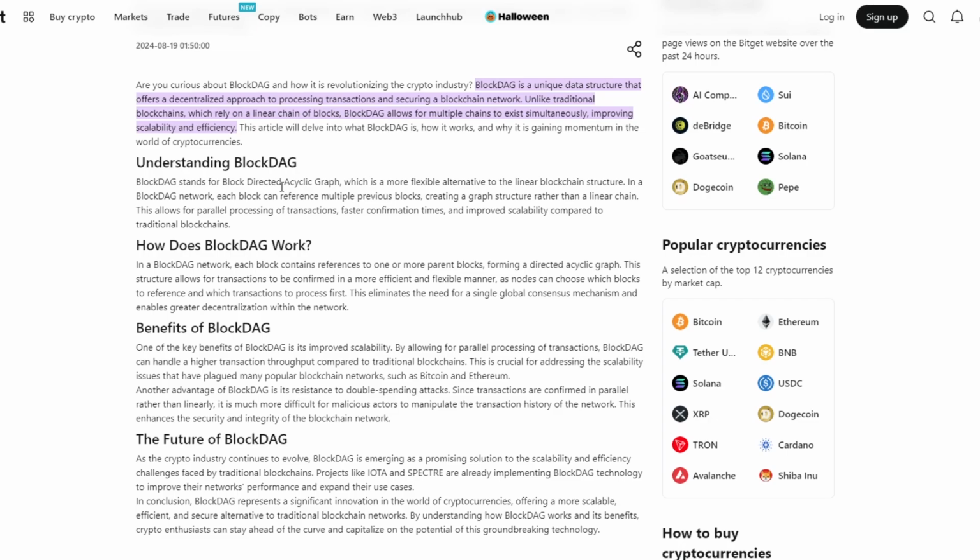So this is why BlockDAG has been such a massive boom in the crypto industry, mainly with Kaspa coin, but there are other cryptocurrencies that utilize it as well. It's because it can allow for faster transactions, confirmation times, and scalability compared to your older generation cryptocurrencies like Ethereum or even Bitcoin.